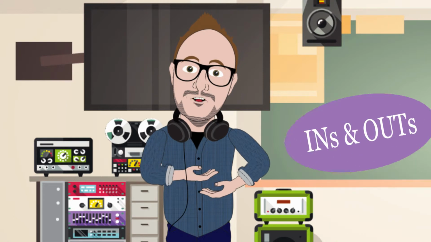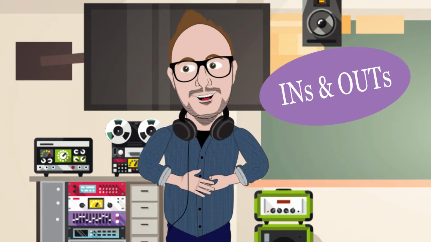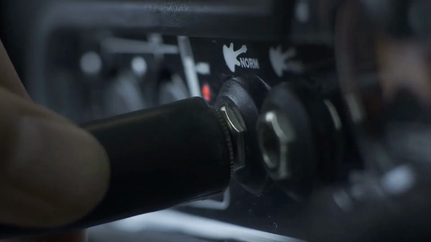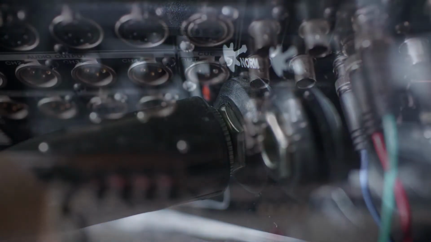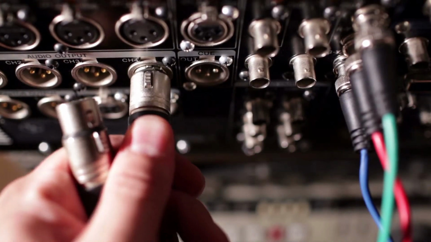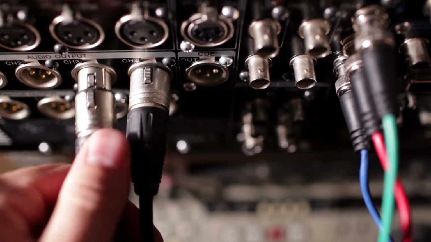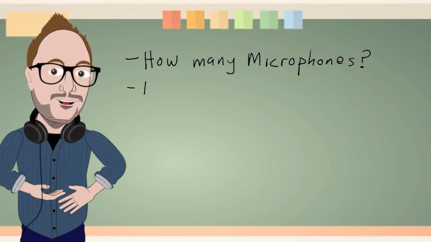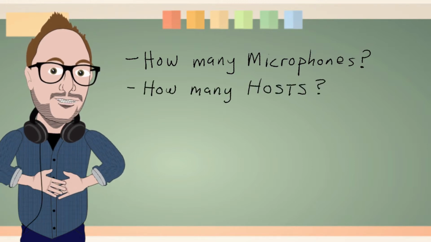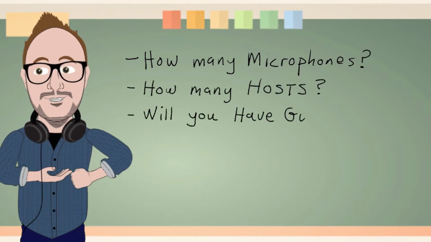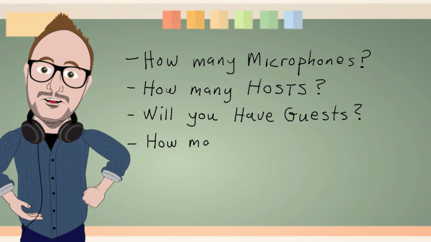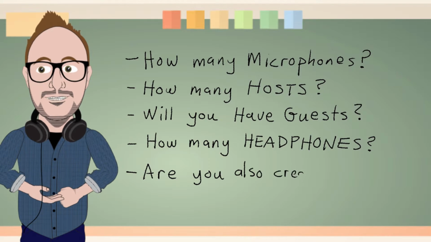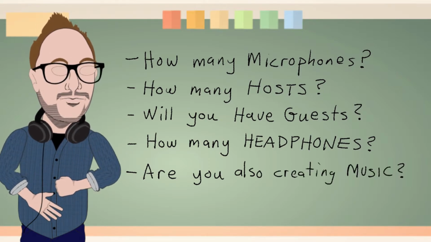And lastly, number 5, ins and outs. This is what it sounds like, inputs and outputs. How many inputs and outputs an interface has varies a lot. How many you need depends on your intentions. How many microphones will you be using? How many hosts or co-hosts do you have? Will you have guests? How many headphones do you need to support? Are you also going to use the interface for music creation? All of these considerations will let you know how many inputs and outputs you need.